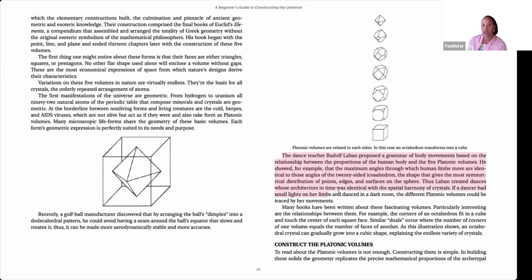If a dancer had small lights on her limbs and danced in a dark room, the different Platonic volumes could be traced by her movements. Wow. Many books have been written about these fascinating volumes.